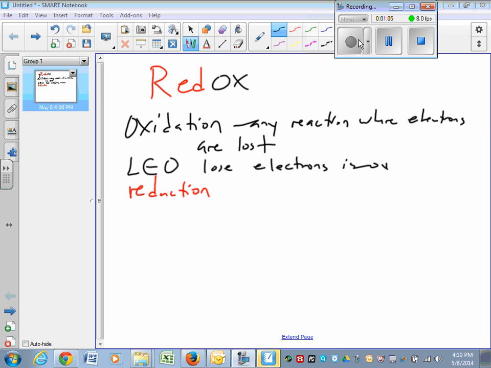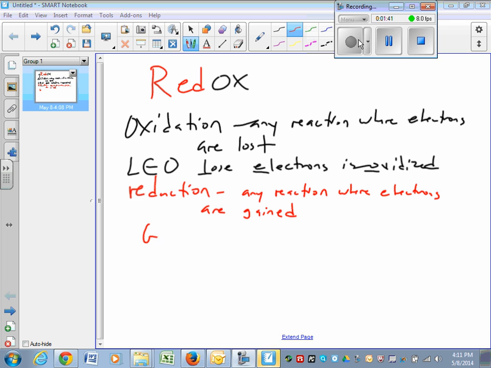Reduction is when something gains electrons. And the way to remember reduction is GER, G-E-R. Gain electrons is reduced. So the way to remember that is Leo the lion goes GER.